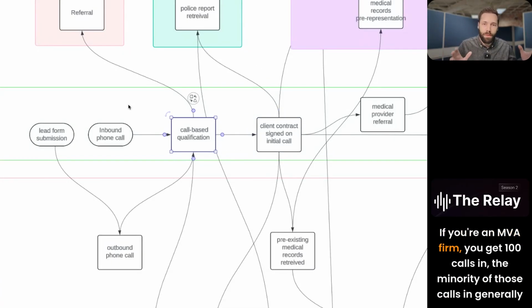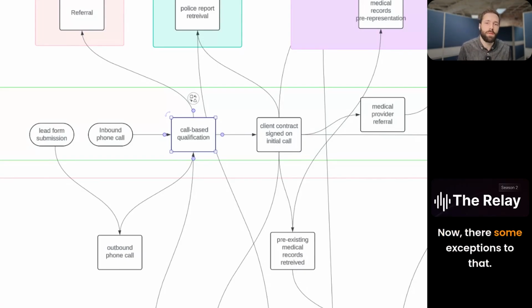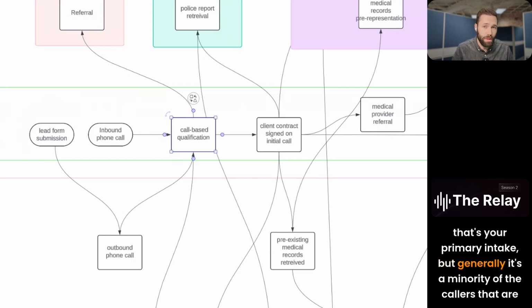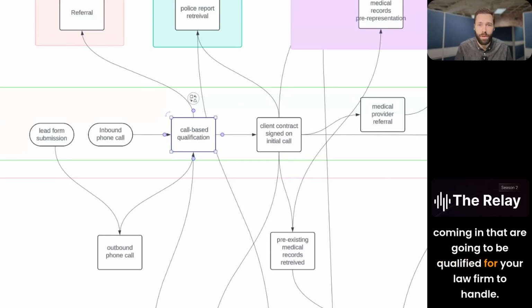A couple of things you're seeing here is the call based qualification. If you're an MVA firm and you get 100 calls in, the minority of those calls generally are going to be calls that you sign. Now, there are some exceptions, like if you're doing inbound referrals or highly qualified live transfers as your primary intake. But generally, it's a minority of the callers coming in that are going to be qualified for your law firm to handle.